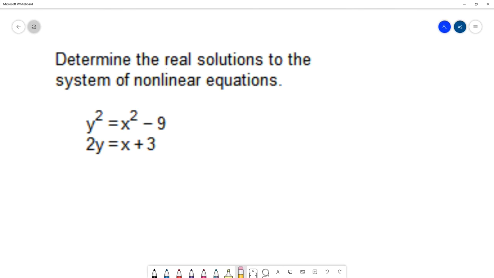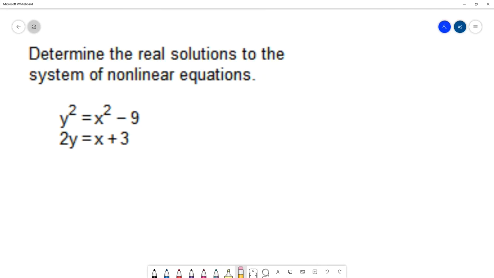Determine the real solutions for the system of nonlinear equations. This equation is y squared equals x squared minus 9, and 2y equals x plus 3. We're going to try solving this system. Before we solve it, let's draw a sketch of the graph. And the first equation looks kind of similar to a circle, but it doesn't fit the format exactly. It's actually a different type of equation. It's not a circle. It's something called a hyperbola.